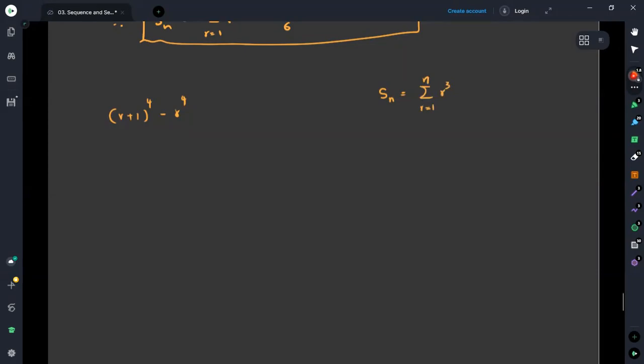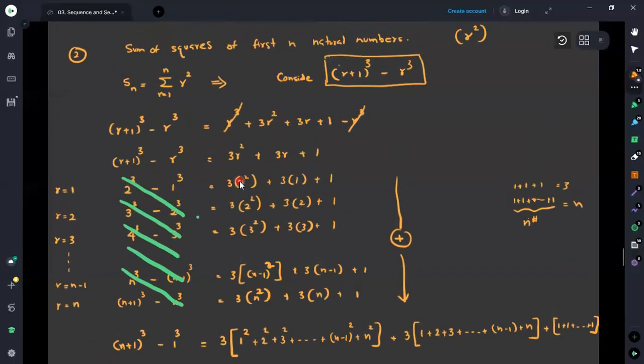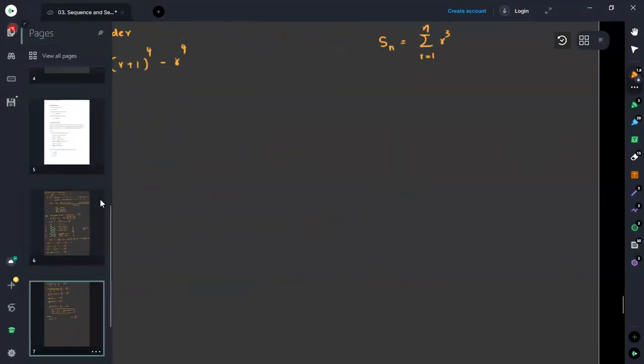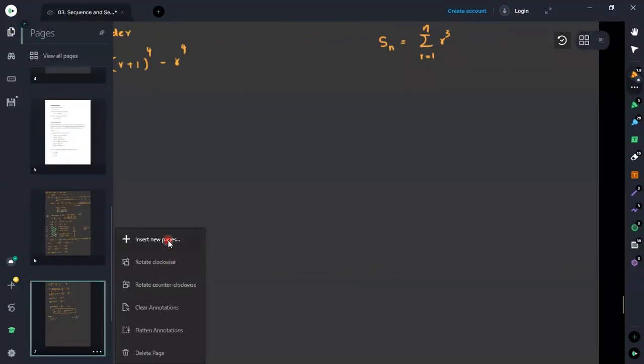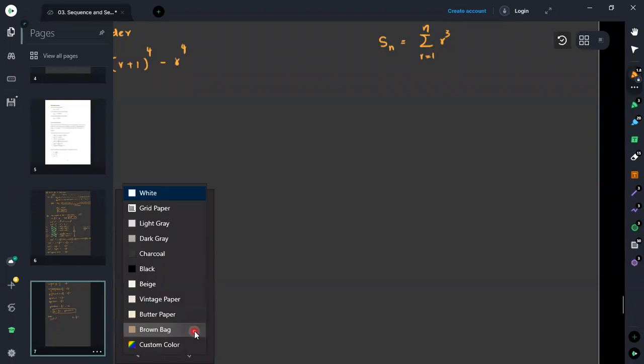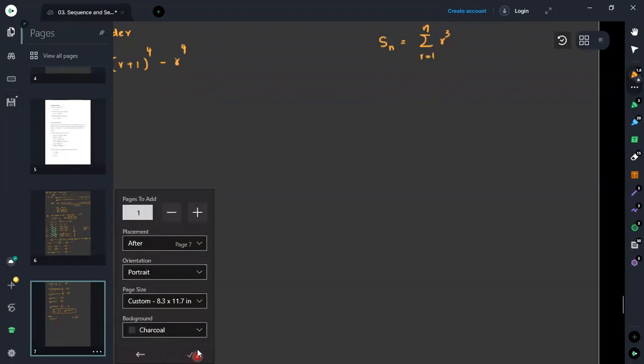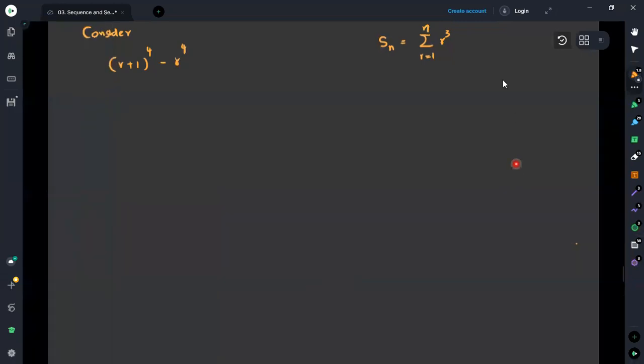Here we consider the quantity r plus 1 to the power 4 minus r to the power 4. For ease of calculation, we will take this the same way that we have considered before. Therefore, first we will expand the power 4 terms and obtain an equation. From that equation, we'll try to obtain the summation of r cubed.